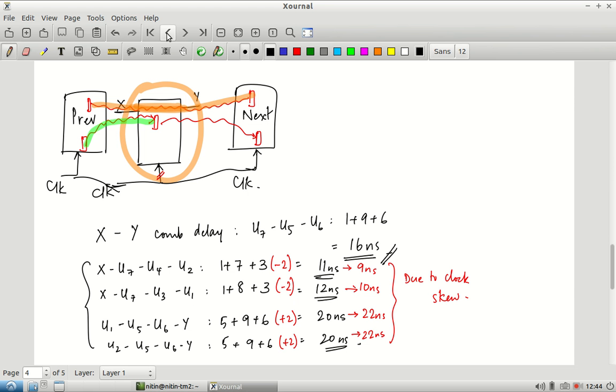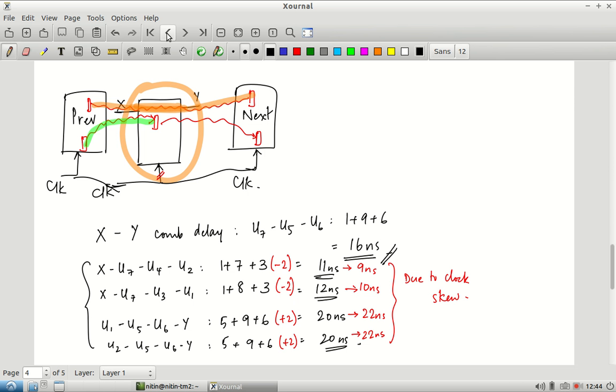What if my next stage had a 5 nanosecond skew on the clock or a 6 nanosecond skew on the clock? That would actually help me, right? Just like the skew helped on the input side over here, but made it worse on the output side. If my destination module also had a 6 nanosecond skew on the input side, then that would effectively mean that my X to input delay would go down by 6 nanoseconds over there.